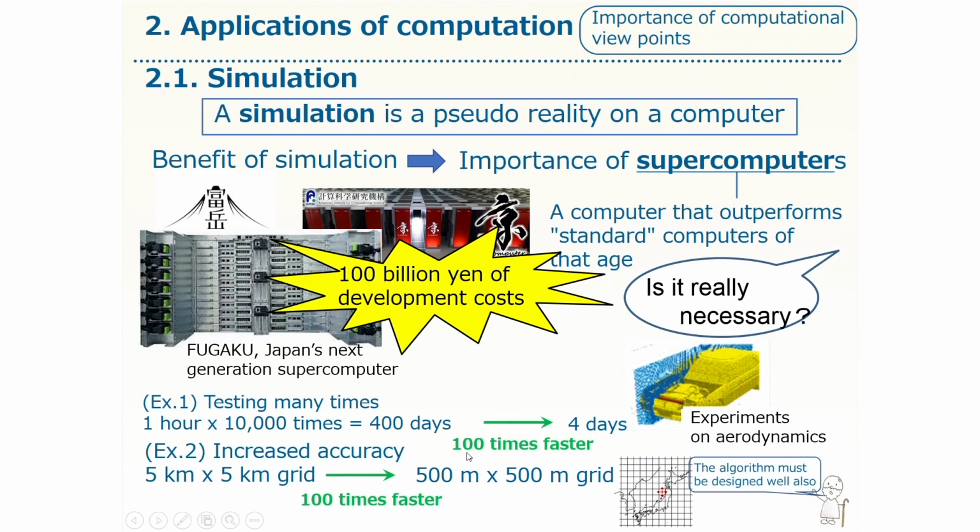Of course, here again, the algorithm design is important. Even if you have 100 times faster machine, it is waste of this computational power if you cannot make use of it. Excellent hardware and software are both important.